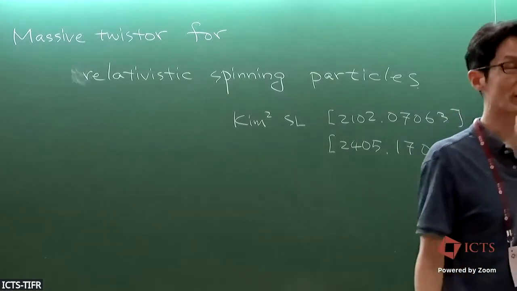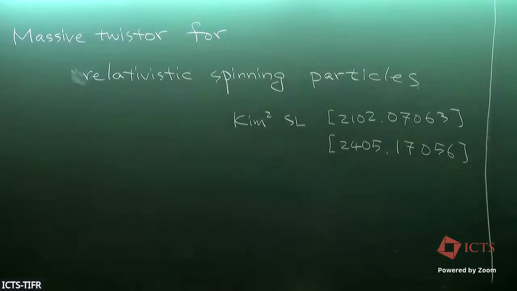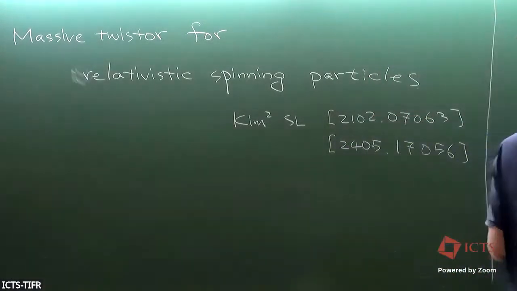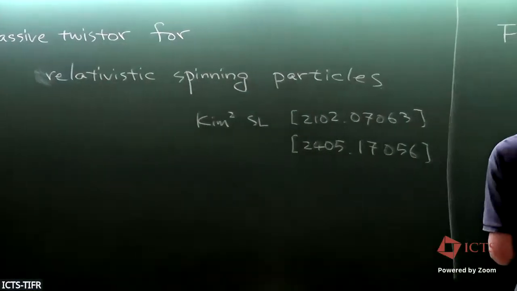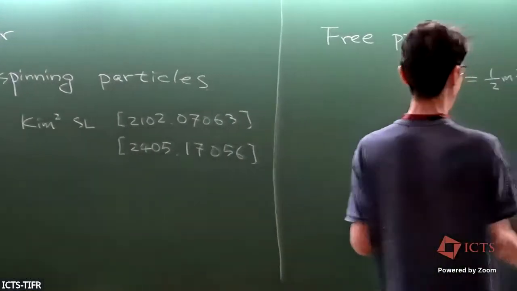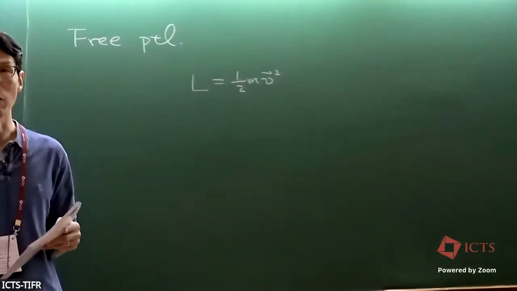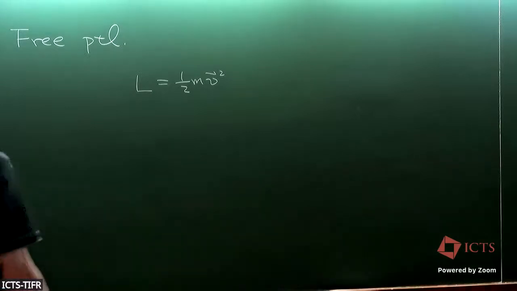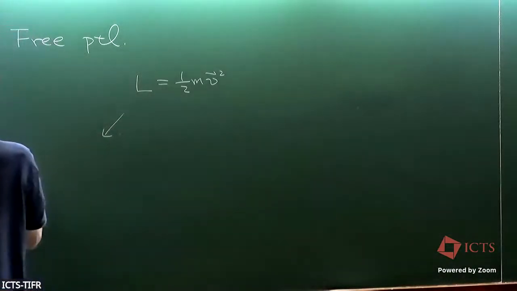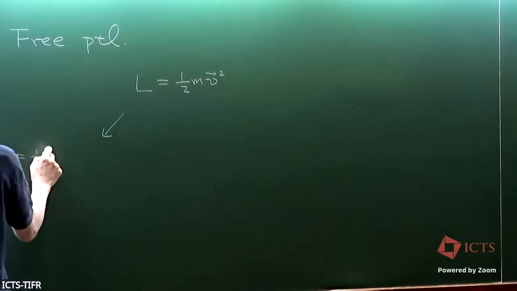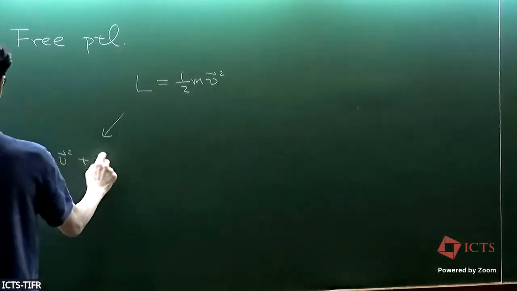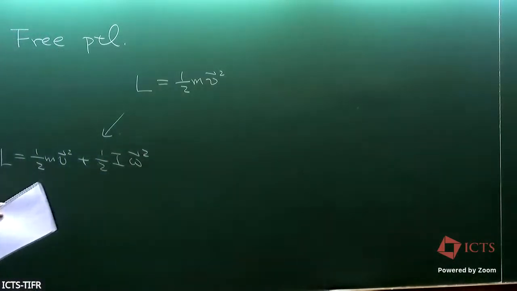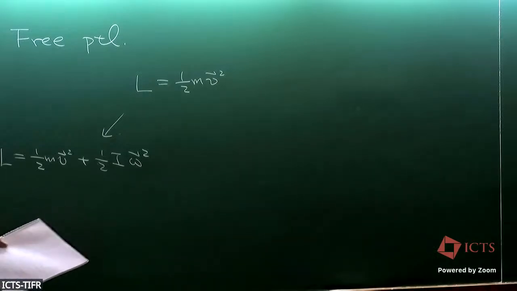So let's go back to an early stage of our education as a physics student. So in Newtonian mechanics, when we have a point particle, this is the Lagrangian that describes the dynamics. And we also learned how to add spin. Well, in the simplest case of a spherical top, it's just the angular velocity squared multiplied by the rotational inertia.